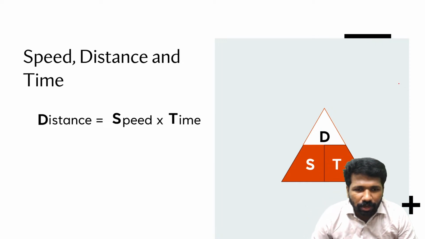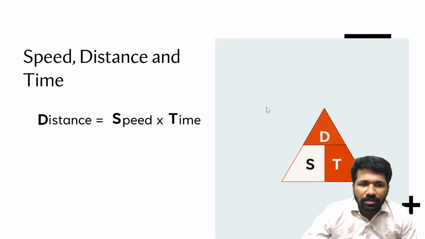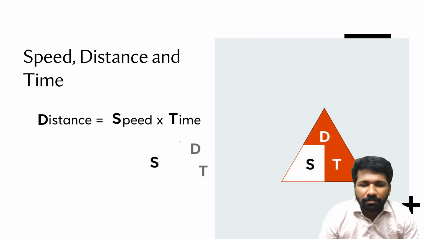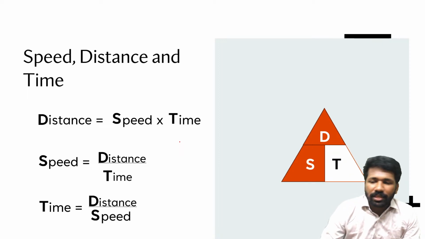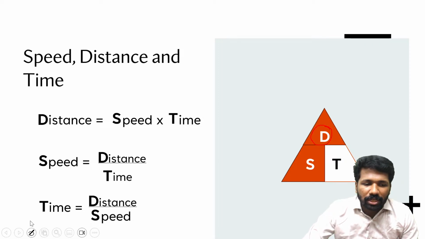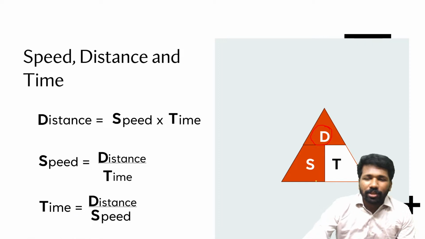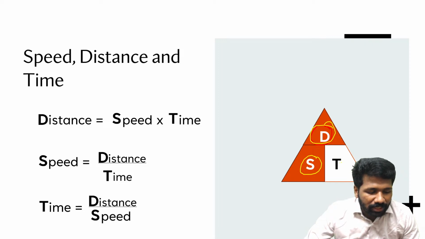So in school days you have learned the formula speed is equal to distance by time. Speed is equal to distance by time, and rearranging that you can get these three equations. There is an easy way to remember those three formulas. You can actually understand logically, but this easy way is DST, distance, speed and time. Look at this.